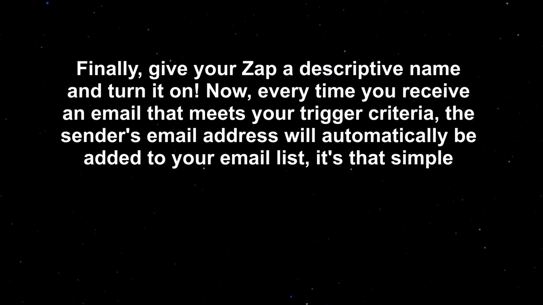Finally, give your Zap a descriptive name and turn it on. Now, every time you receive an email that meets your trigger criteria, the sender's email address will automatically be added to your email list. It's that simple.